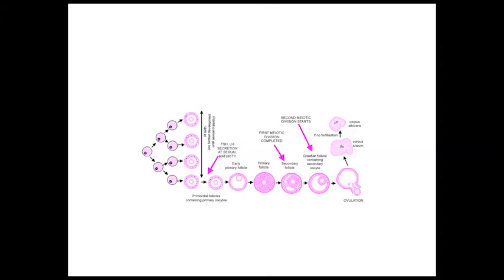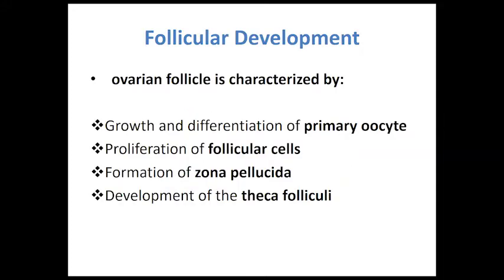If ovulation occurs, then the corpus luteum forms after ovulation, and if there is no fertilization, then this corpus luteum is going to degenerate. Follicular development, as we see, in the ovarian follicle is characterized by different things which occur when a follicle is developing. First, the growth and differentiation of the primary oocyte, from the primordial to primary and then secondary oocyte, and then the proliferation of the follicular cells, the cells in the follicle, which grow, and then the formation of the zona pellucida, between the theca outside and the oocyte inside, and then the development of the theca folliculi, the cyst that is going to form.